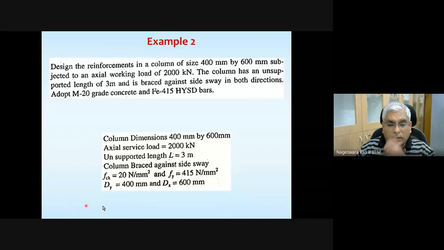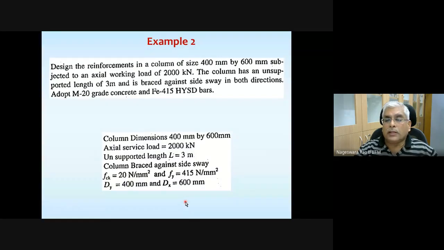And both the cross-sectional dimensions are denoted here with the Dy and Dx. Dx is depth with respect to the major axis. Dy is depth with respect to the minor axis. Please see if you have any clarifications required. Here, this is depth with respect to the major axis, depth with respect to the minor axis.